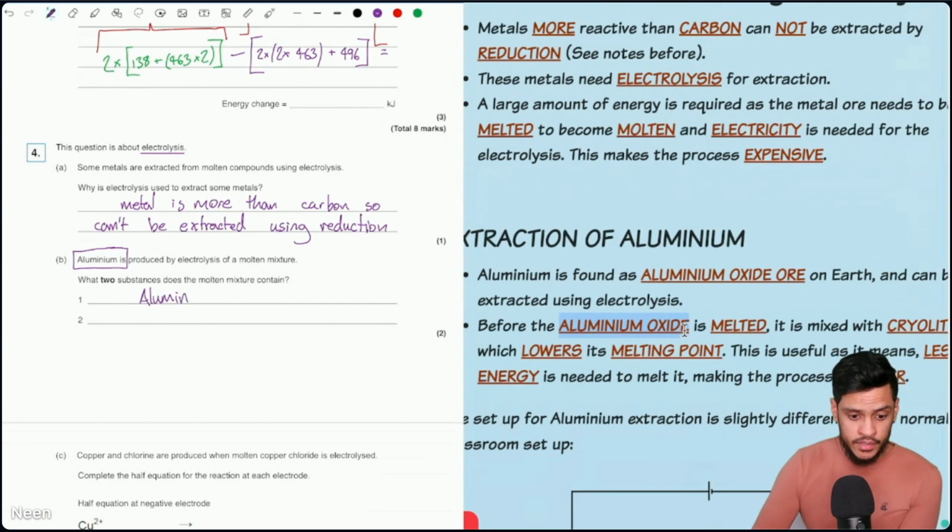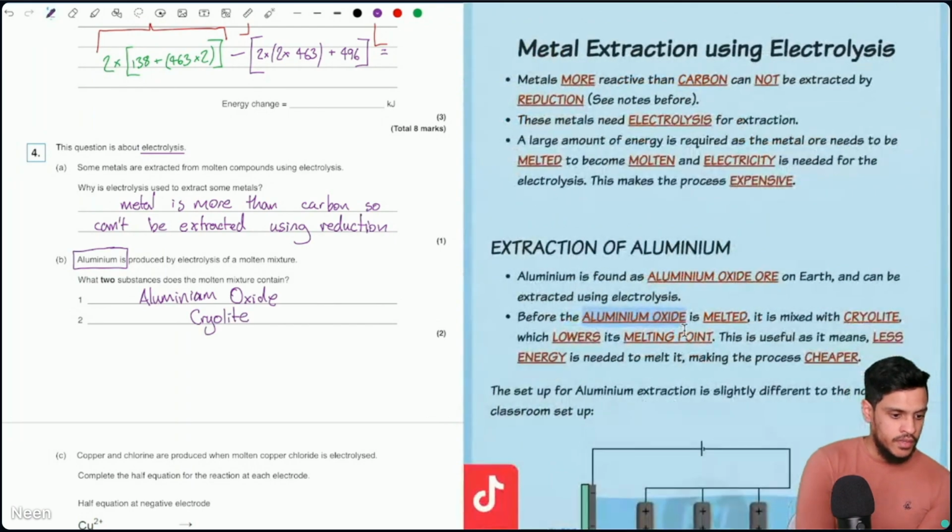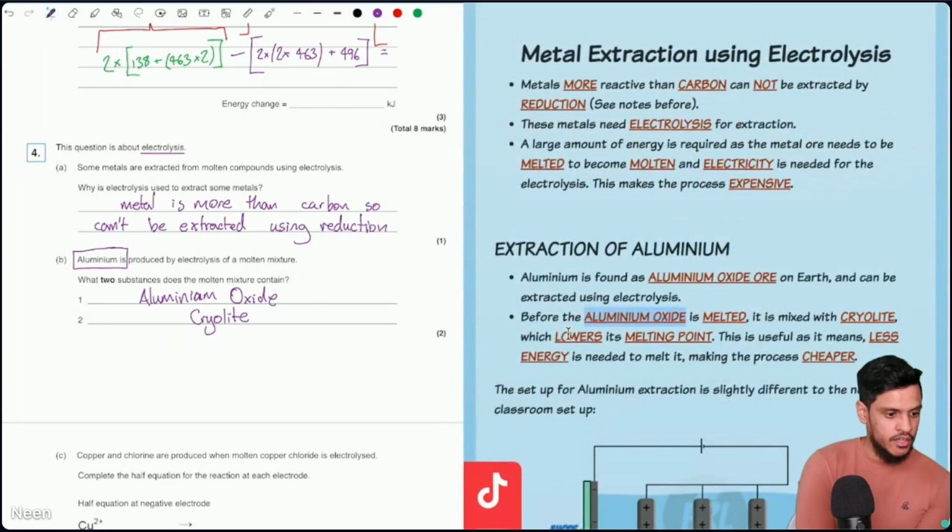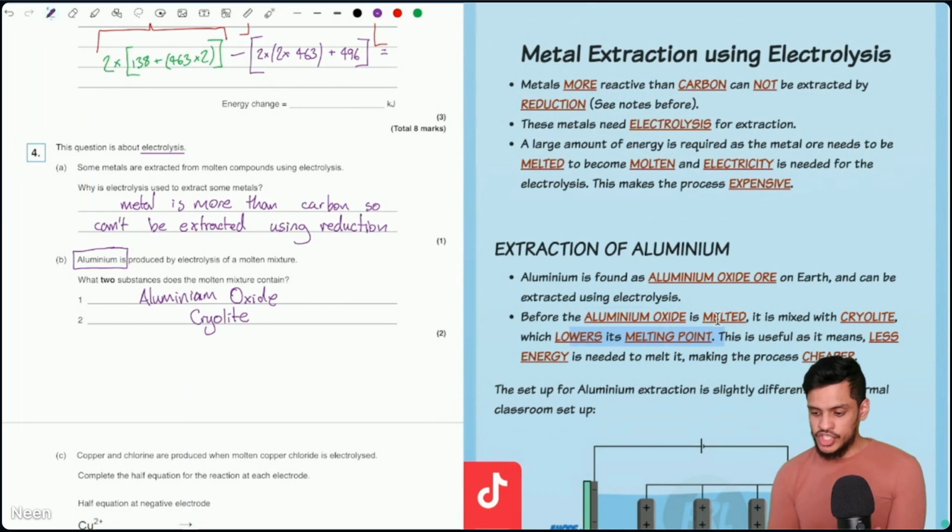And yeah, well done. Cryolite. Aluminium oxide and cryolite. They just use the cryolite to lower the melting temperature. It's mixed with cryolite. It lowers the melting point of the aluminium oxide. It just makes the whole process cheaper. That's why we do it.